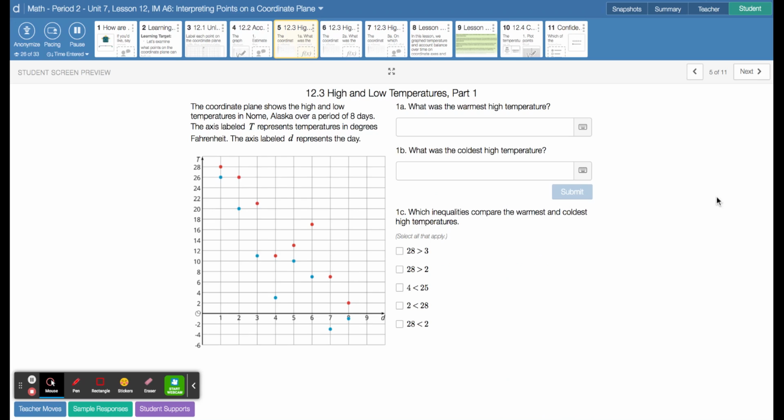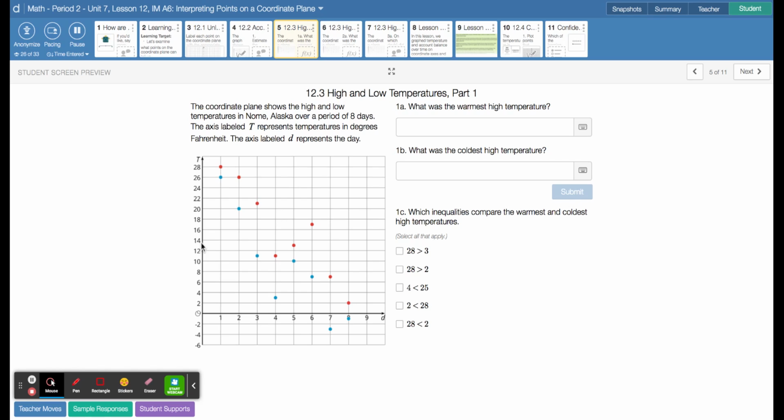On slide 5, we are now looking at some high temperatures and some low temperatures. So here this coordinate plane does show high and low temperatures in Nome, Alaska over a period of 8 days. The axis labeled T, which you'll notice is our vertical axis right over here, represents temperatures in degrees Fahrenheit, and the axis labeled D, which again we see is our horizontal axis, represents the day. So we notice, for example, this would be 4 degrees Fahrenheit, 6 degrees Fahrenheit.